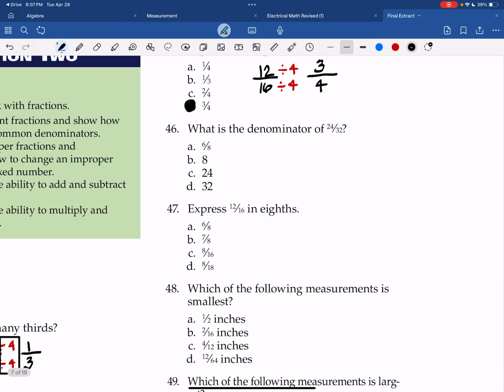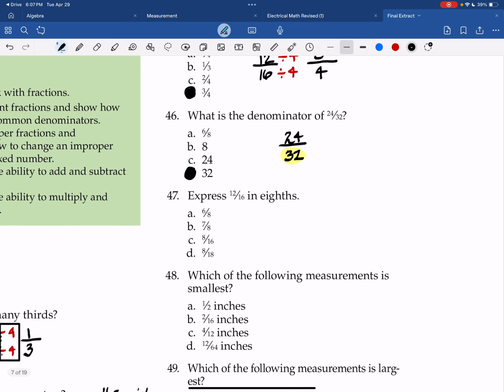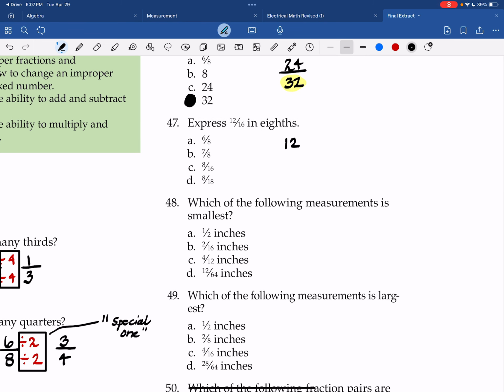What is the denominator of 24/32? If you know your vocabulary, you'll get this one right. The denominator is down. It's the bottom number. And that is D as in delta. Express 12 over 16 in terms of eighths. So we're breaking down by 2. And we do it on the top to get 6. I know that's not lowest terms, but they told me to go to the eighths. So that's A as in alpha.